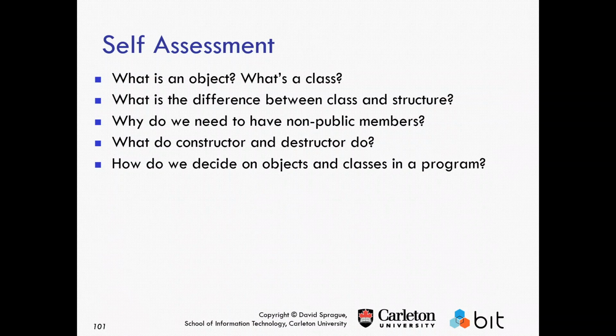So what's the difference between a class and a structure? What's the difference between an object and a class? By the way, structures can actually have functions in them as well, but good God, don't do that. Just use a class. Why do we have non-public member variables and member functions? What's the point of having non-public things? What do a constructor and a destructor do?